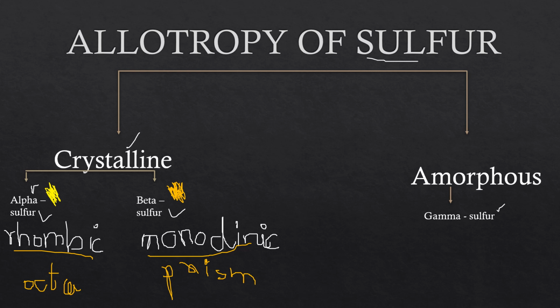If we talk about gamma sulfur, it refers to the plastic sulfur, because an amorphous solid does not have any definite shape. I am just telling you because it is also an allotrope of sulfur in the form of an amorphous solid, and it is also stable at room temperature. So basically, this is allotropy.